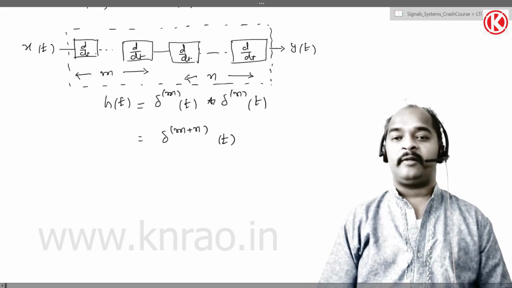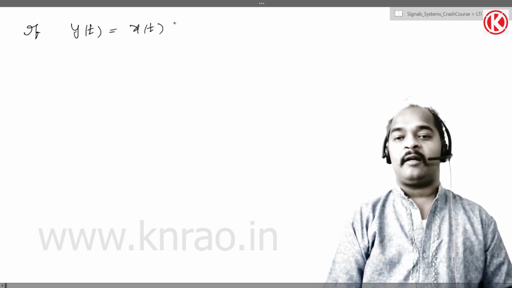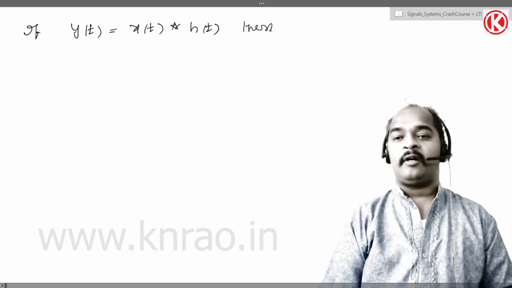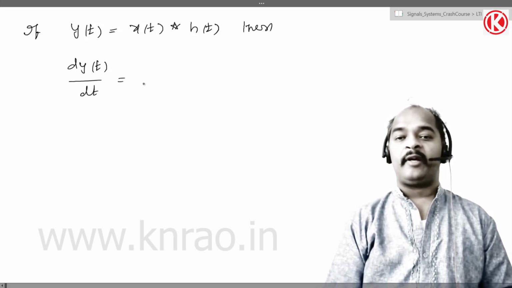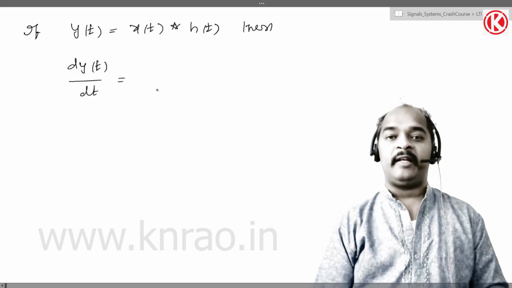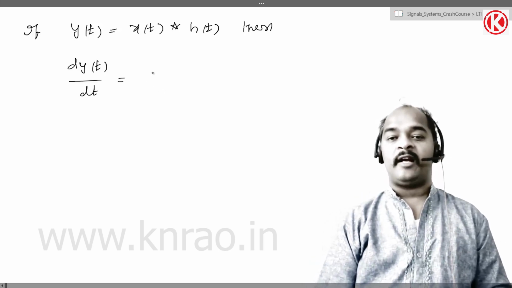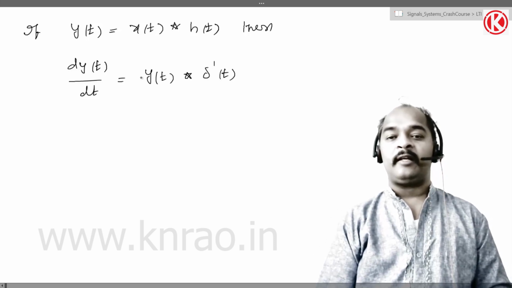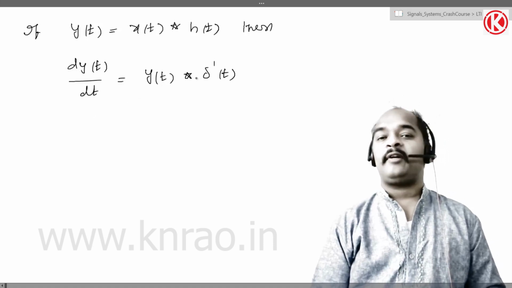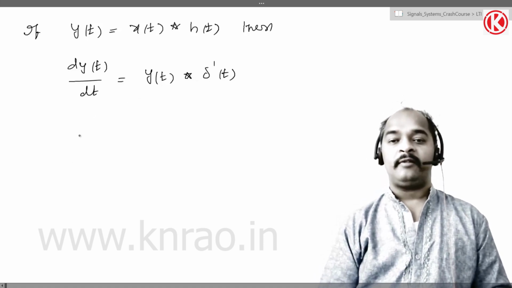Now let us come back to the differentiation property. What does it say? If y of t equals x of t convolved with h of t, then our question is what will be dy of t by dt? Just now we have seen that differentiation of any signal is its convolution with delta dash of t, correct? So dy of t by dt can be written as y of t convolved with delta dash of t.